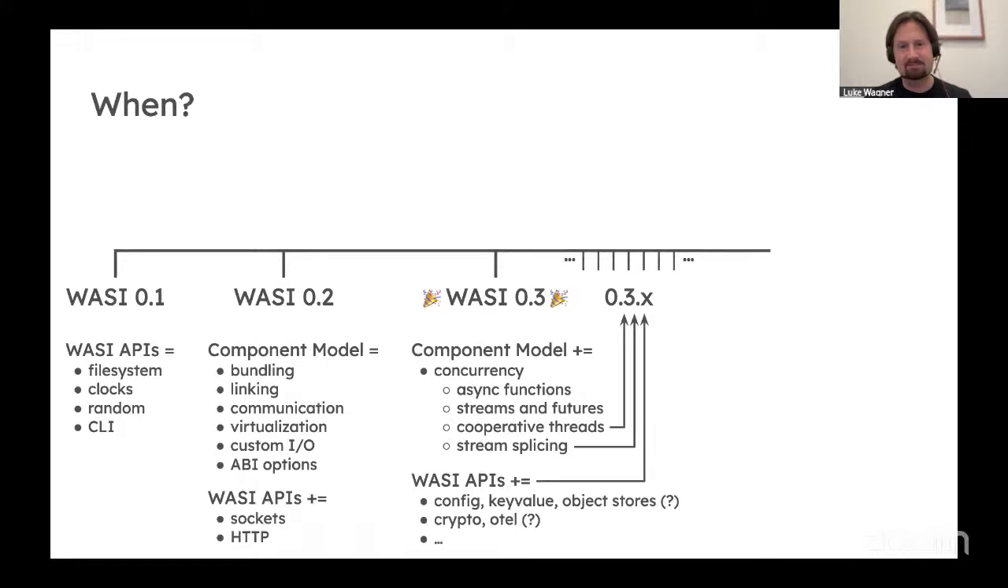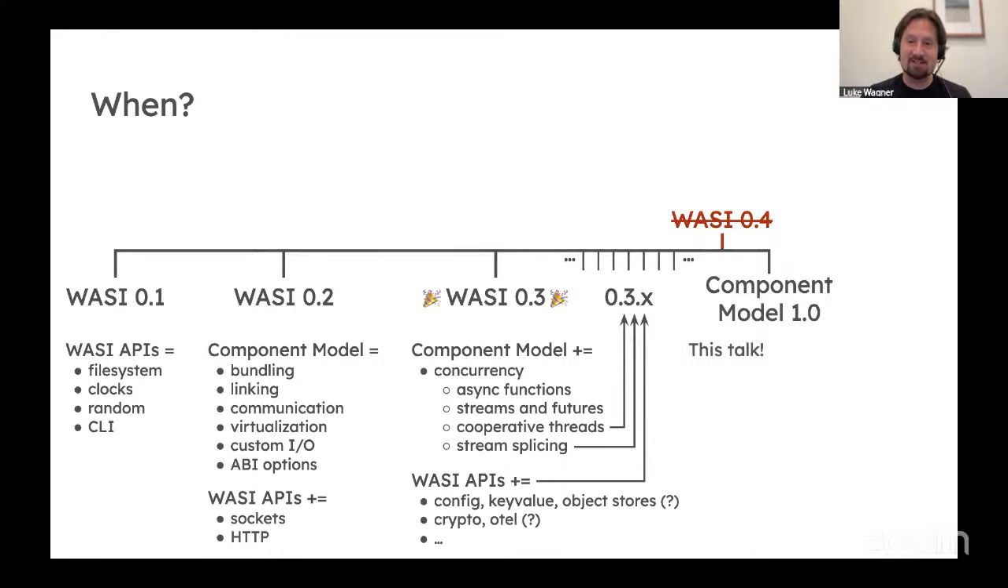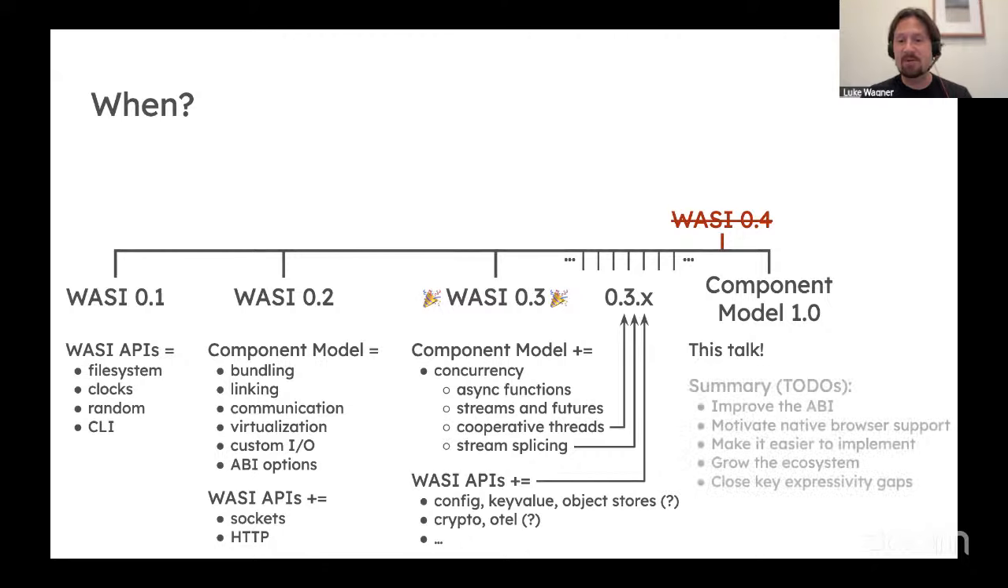So then what's next? Well, first, what we're not going to do is a preview 4. Instead, it's time to turn our sights to a component model 1.0. What all goes into 1.0 and when will it be done? Well, that's what the rest of the talk is about. But as a summary and outline for the talk, the plan is to improve the ABI based on feedback we've gotten from the previews, then motivate native browser supports, make it easier to implement the component model, grow the ecosystem, and finally close key expressivity gaps that we've seen in practice.